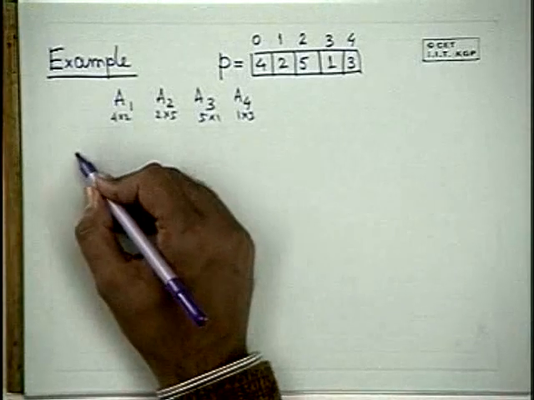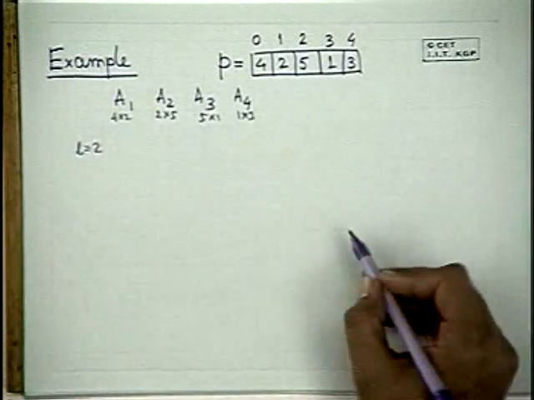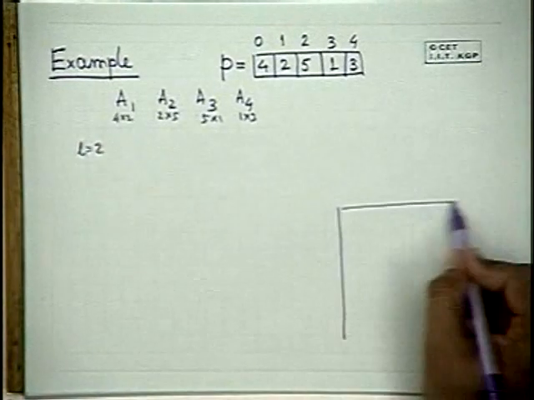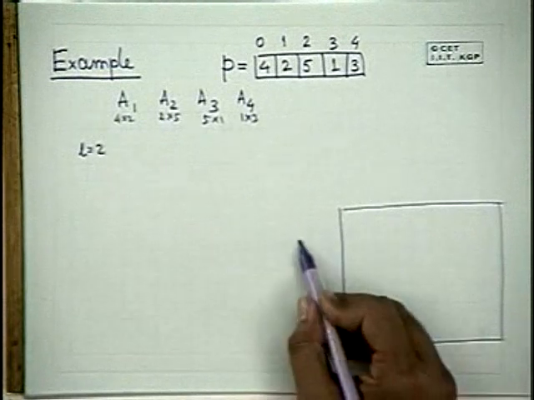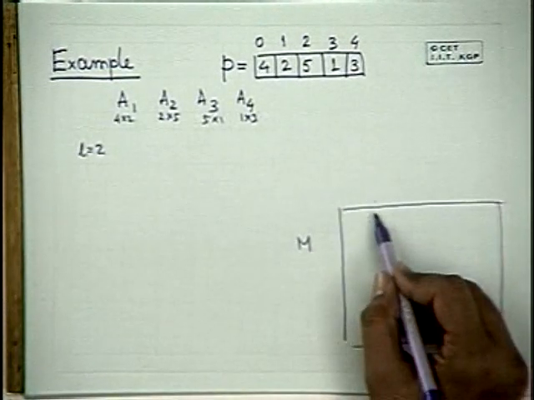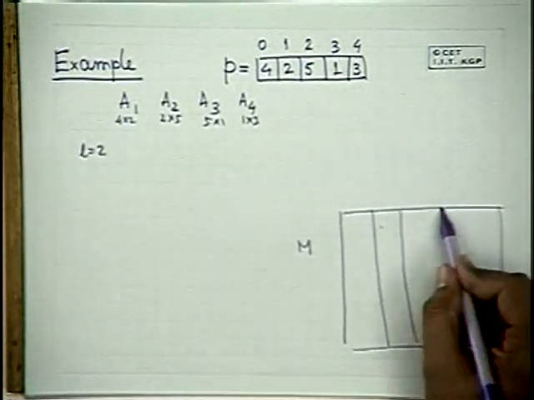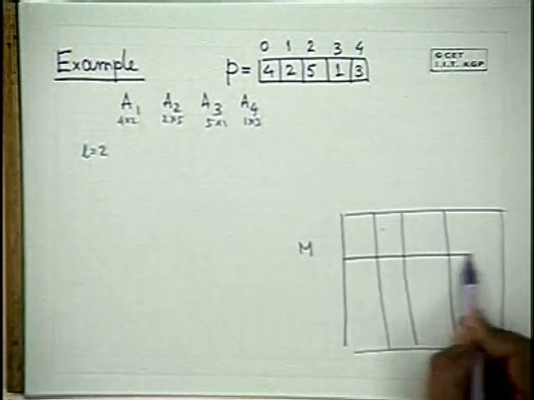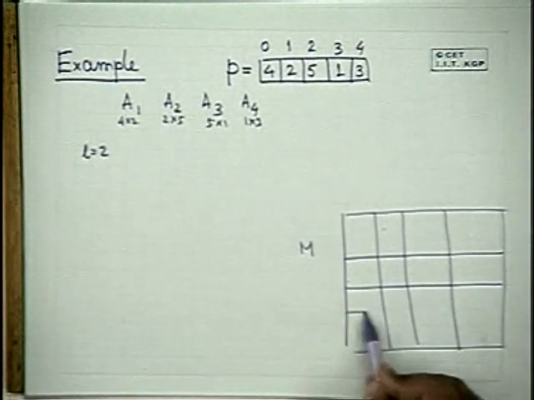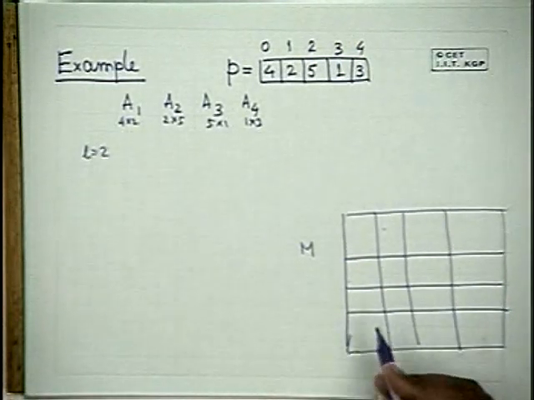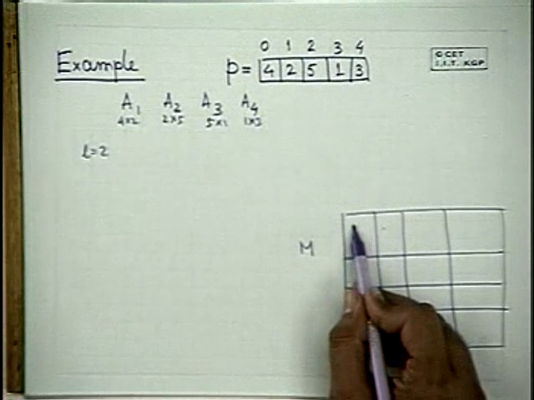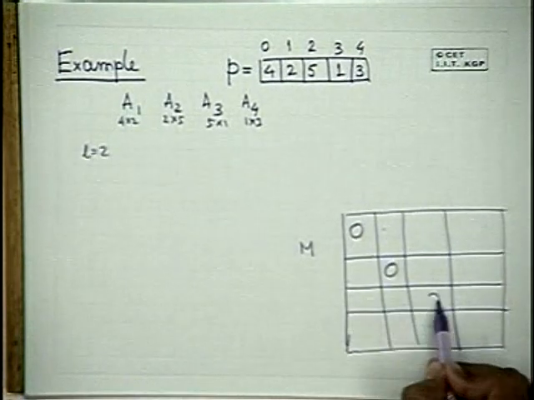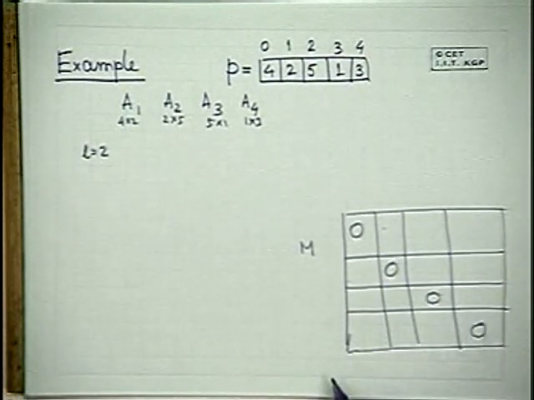Now we have to go back to the algorithm. So initially our value L is equal to 2. So I just write here the values of M. So this is my M, with indices 1, 2, 3, 4 and 1, 2, 3, 4. All the diagonal elements are initialized to 0. So these are already 0. These are kept as 0.